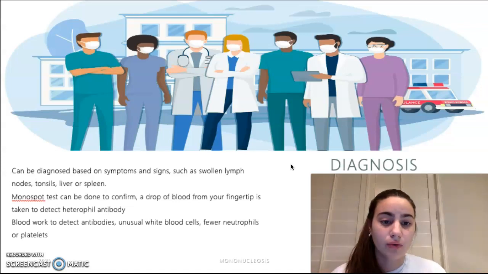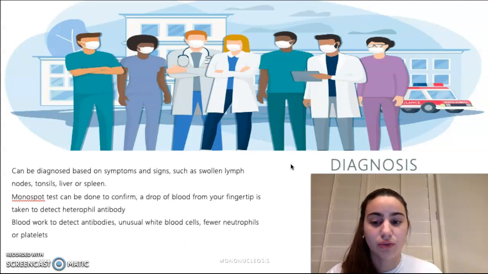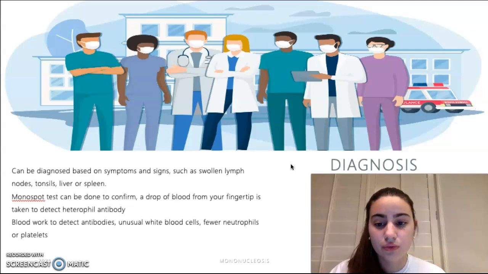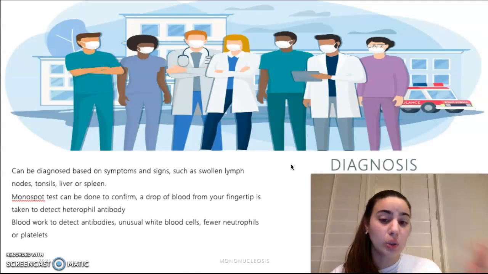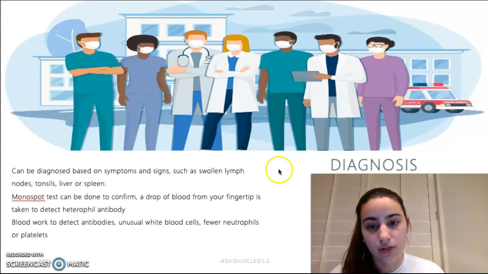So if you had mono for the second or third time, they have to look in your blood. You have to do blood work to see if you have unusual white blood cells, fewer neutrophils or platelets, or they can also detect new antibodies and old ones, and then they can tell you if you have mono again or not.